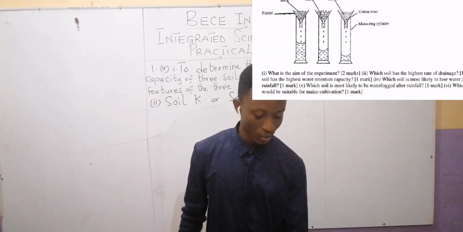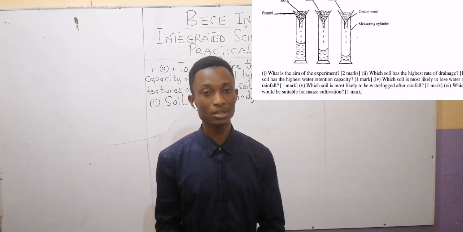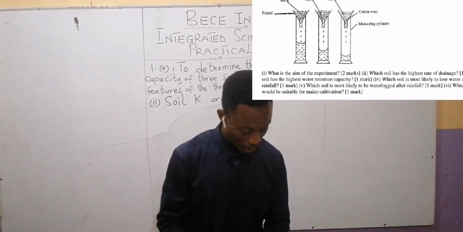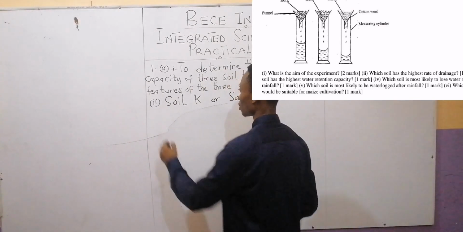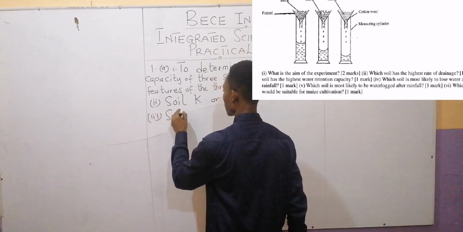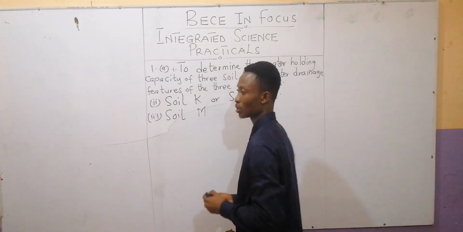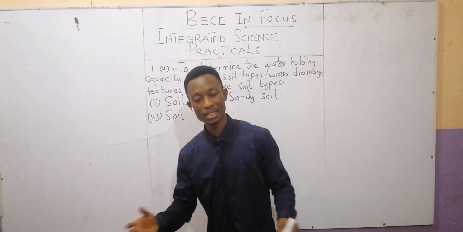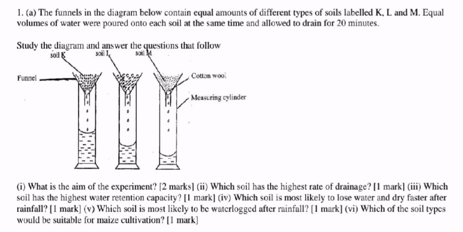Because look at the amount of water in the measuring cylinder. It means that it is not draining fast. It still holds the water. So the answer to I is soil M. Also in our studies, we learned that the soil that has the highest water retention capacity is clayey soil. So soil M or clayey soil.